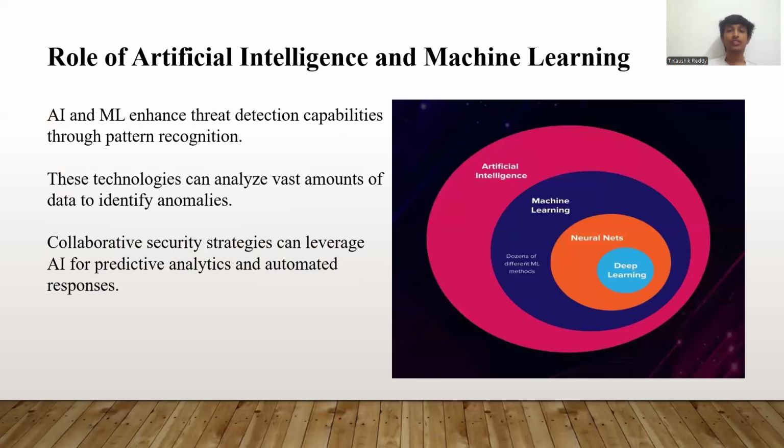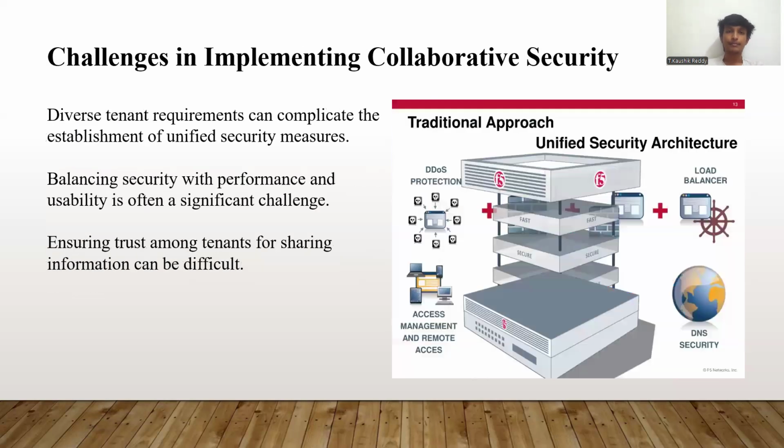Role of artificial intelligence and machine learning. AI and ML enhance threat detection capabilities through pattern recognition. These technologies can analyze vast amounts of data to identify anomalies. Collaborative security strategies can leverage AI for predictive analytics and automated responses. Artificial intelligence, machine learning, dozens of different ML methods, neural nets, and deep learning.